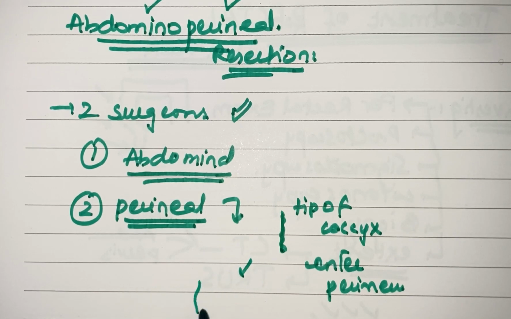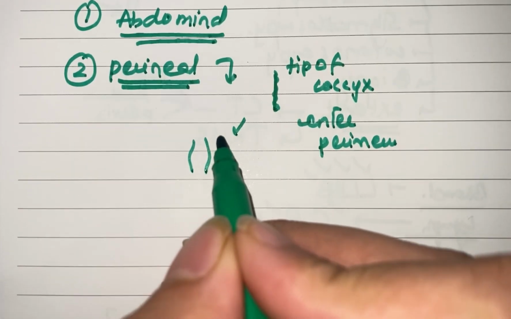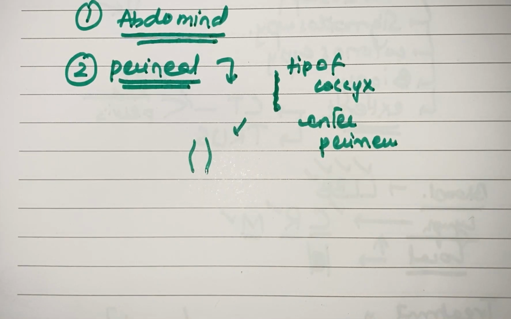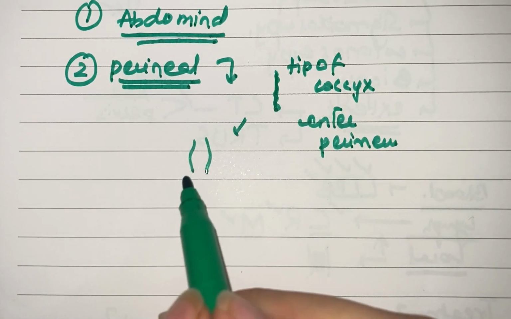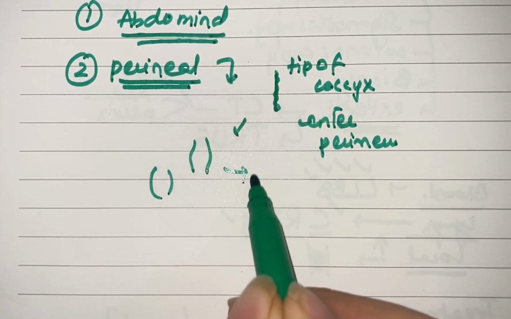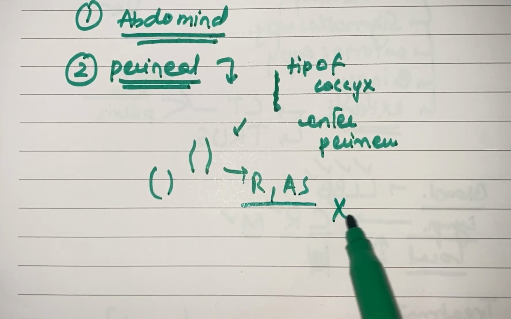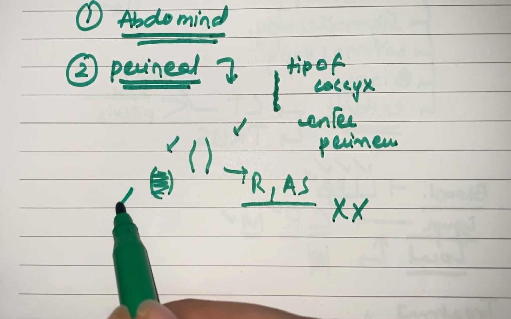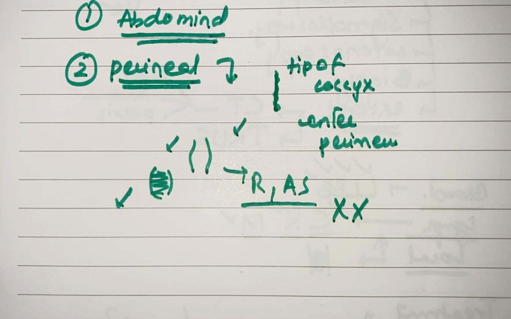Now a wound is created here. From this wound, we will remove the rectum and the anal sphincter. Okay, and we will stitch this wound back. Rectum and the anal sphincter are now removed, and we'll stitch this wound back. Okay, and the last step is that we will join the above 2 parts.